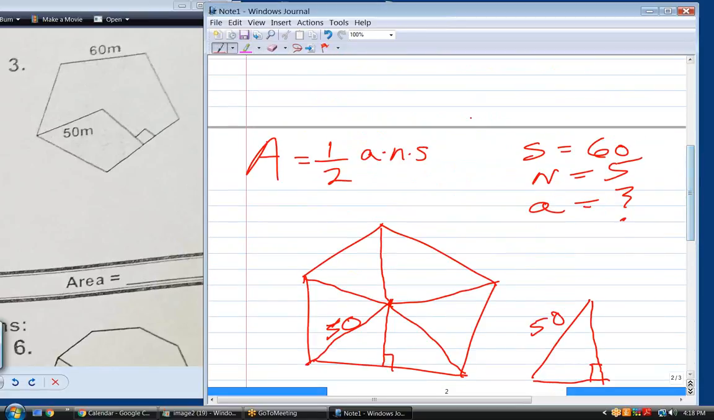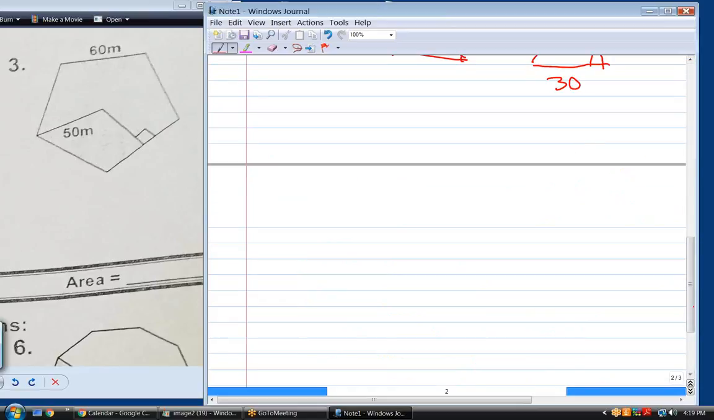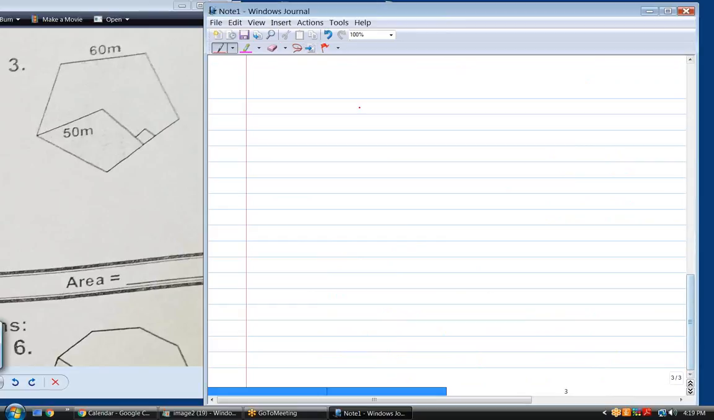Okay, so now we know the apothem. We can write that in there. Now it's just filling in for each of those three numbers. Solve this right triangle for me.